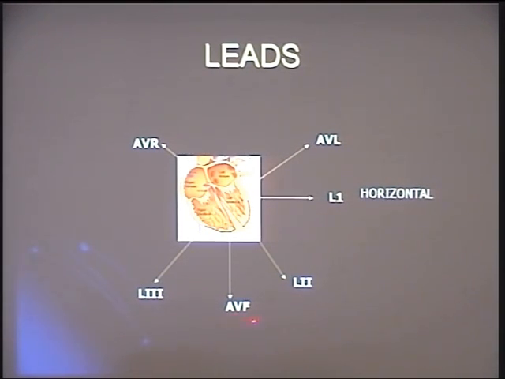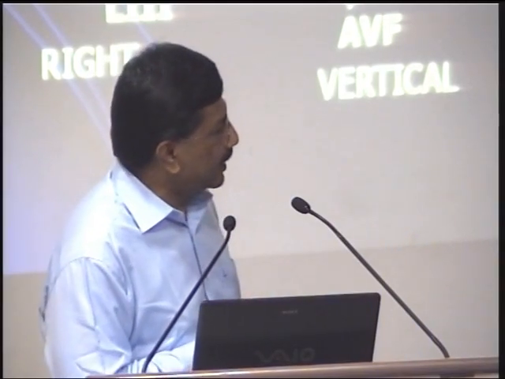Lead AVF is what lead? Vertical lead. So lead AVF is a vertical lead. Lead 2 is between a horizontal lead and a vertical lead. So what lead is it? It is an intermediate lead between a horizontal lead and a vertical lead. So lead 2 is an intermediate lead. L3 is what lead? It is directing inferior and right. L3 is right because it is going to record my inferior and rightward vector, from the left upper limb towards the left foot. So it was directing towards the right side. So lead 3 is right.